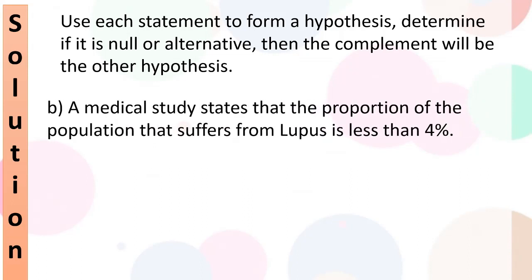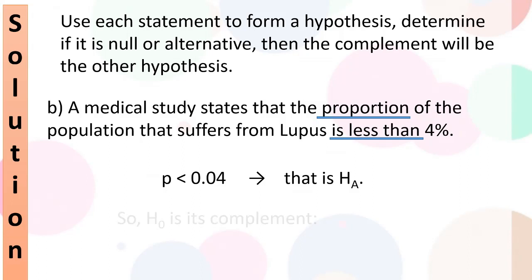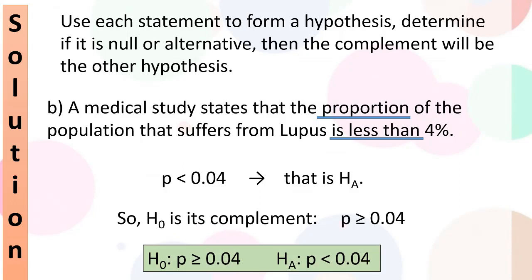a medical study states that the proportion of the population that suffers from lupus is less than 4%. So we've got proportion is less than 4%. So we're not talking about mu here, we're talking about a population proportion P. So we've got P less than 0.04. We always convert our percentages into decimal form. There's no equality here, so this is the alternative hypothesis. So the opposite of being less than would be greater than or equal to. That's going to be our H naught, P greater than or equal to 0.04. So those are our hypotheses for part B.